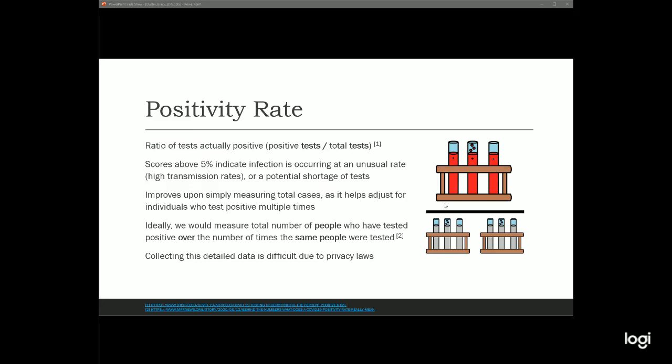The WHO has actually said that the rule of thumb is 5%, that we should see a positivity rate of no more than 5%, or that indicates an unusually high transmission rate, or potentially even a shortage of tests.